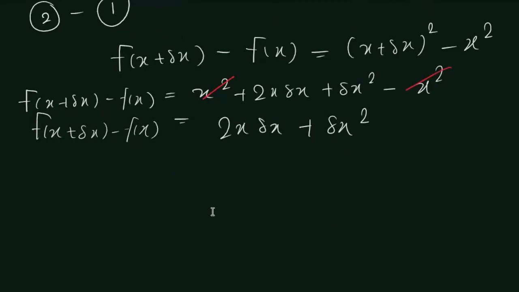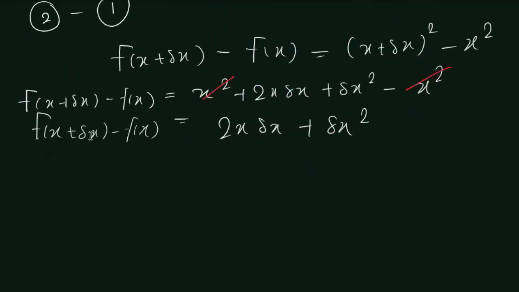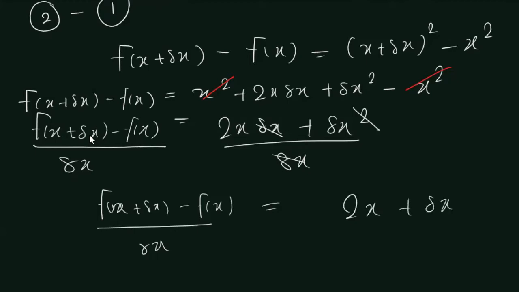What you can do next is you need to make this expression completely over delta x. For that, I divide both sides by delta x. So f x plus delta x minus f x over delta x is going to be, this 2 cancels and this square cancels. What is going to remain? 2x plus delta x.